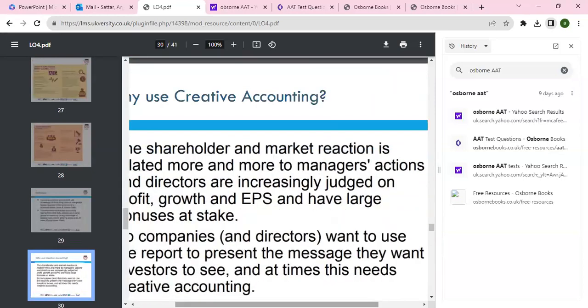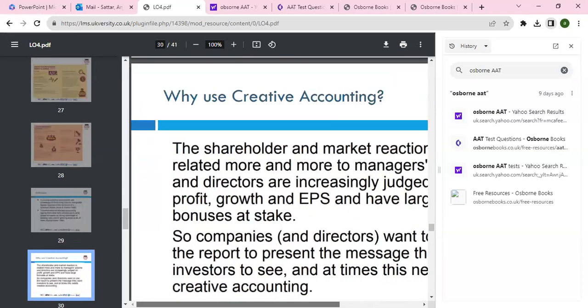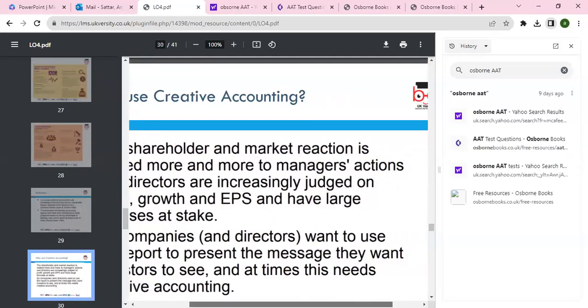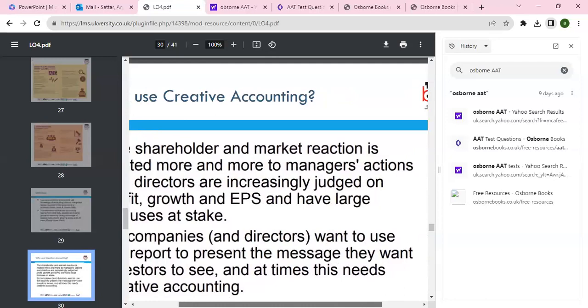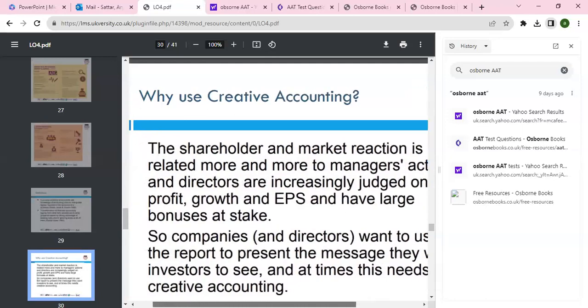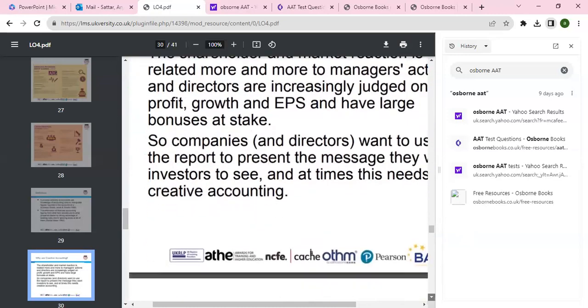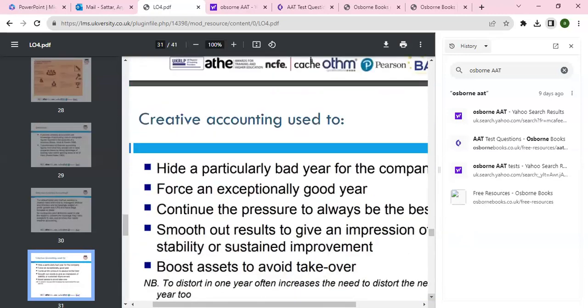We can look around how, with creative accounting, the shareholders and the market react, related to more and more managers' actions. Yes, we can look at EPS, earnings per share, and we can look at the companies and the directors. Creative accounting hides the particular bad years, forces the exceptionally good years, and continues to pursue the best. Yes, it smooths out results, boosts assets, and avoids takeover.